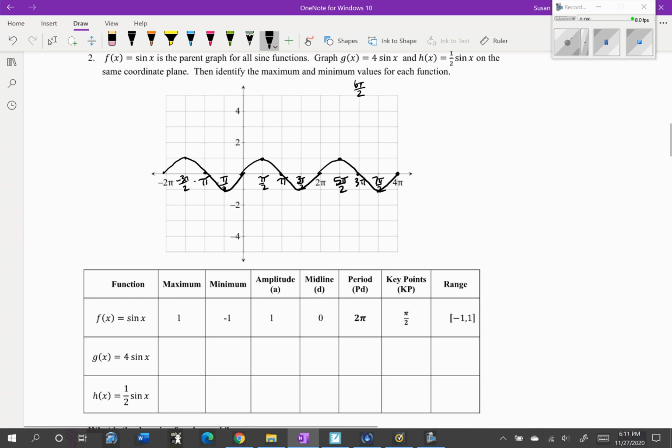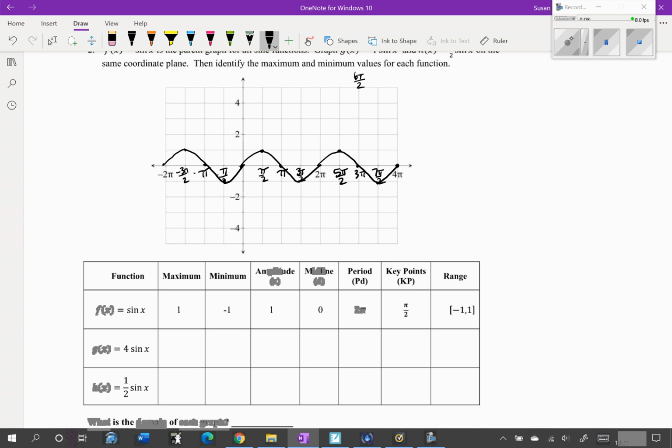So now let's go ahead and look at g of x equals 4 times the sine of x. So with that 4 in front, that basically means we're multiplying our y values by 4 from our unit circle, right? So before we had 0, 1, 0, -1, 0. So now we're going to be multiplying those by 4. So on our graph, 0 times 4 is 0. 1 times 4 means this is going to go up to 4. 0 times 4 is 0. -1 times 4 would give me -4, and 0.